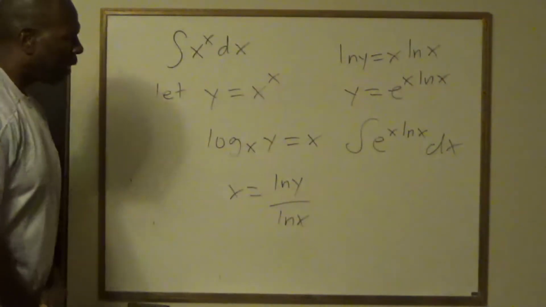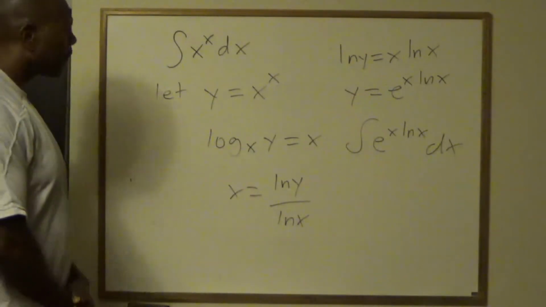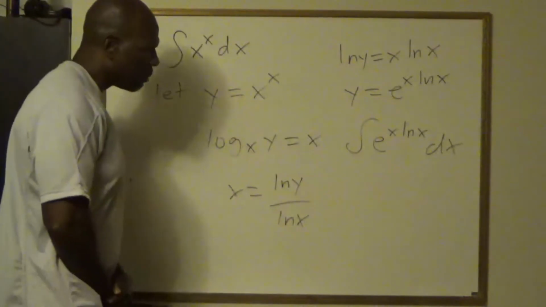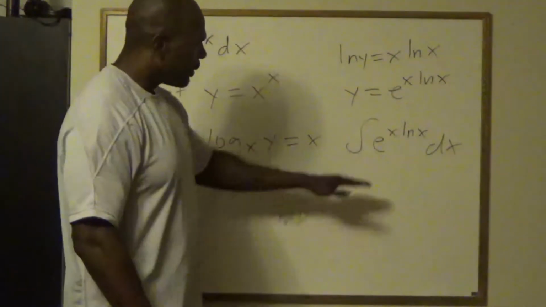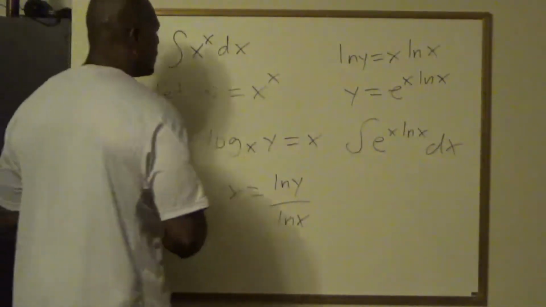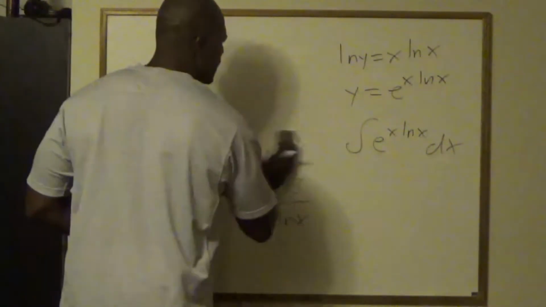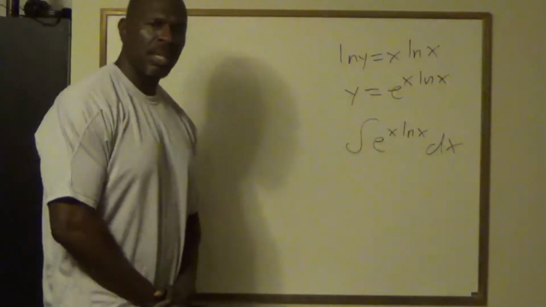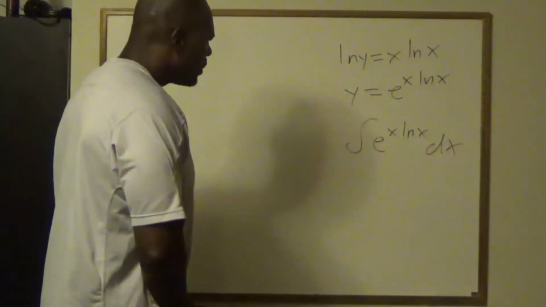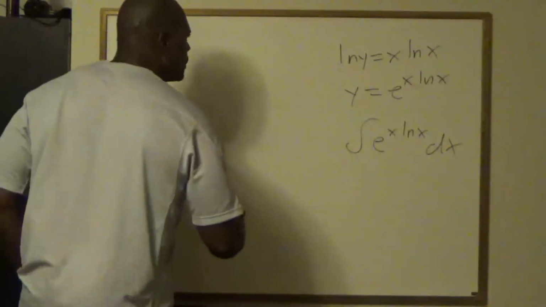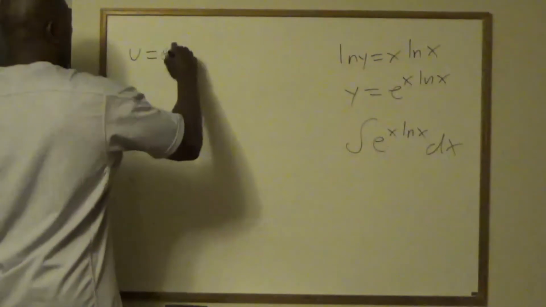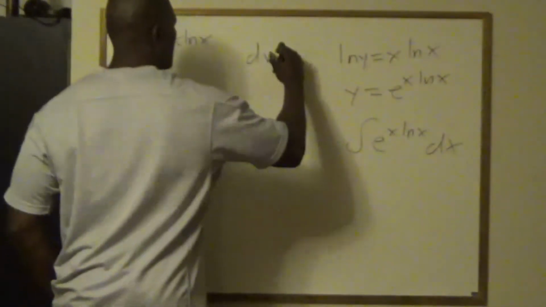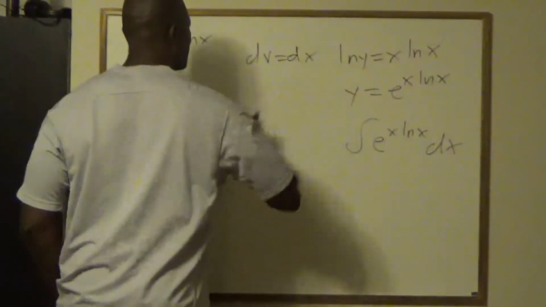Now, it's still not the easiest problem in the world. Again, the same thoughts cross my mind: u substitution, integration by parts. And the thing that looks like we might be able to do is integration by parts. So I'm going to try to solve this using integration by parts. I'll make u equal e to the x ln x and dv equal dx.